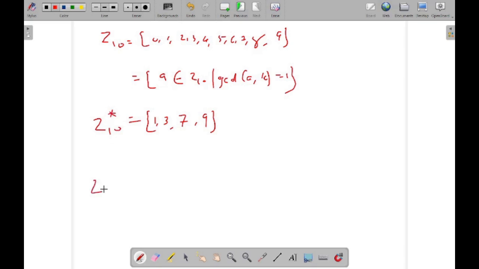In general, set n star is a set of elements. If A belongs to this set, A will be a member of set n such that GCD of A comma n is equal to 1. That is, A and n are co-prime. So all the elements from set n where A is co-prime to n, such elements will form a set. That set is called set n star.